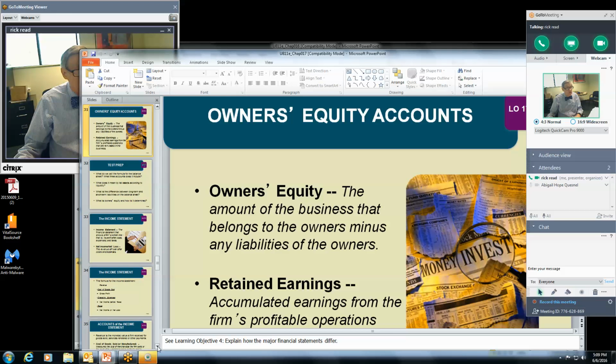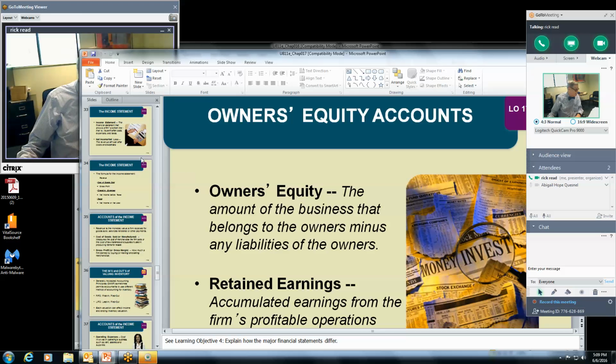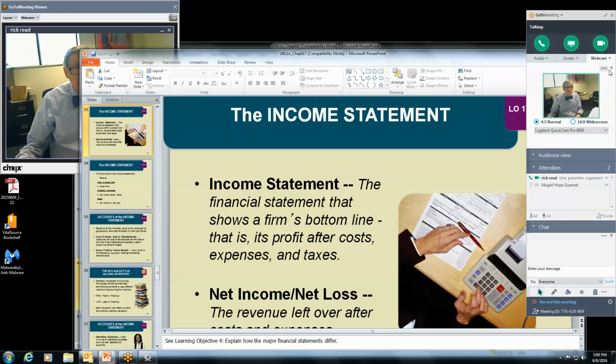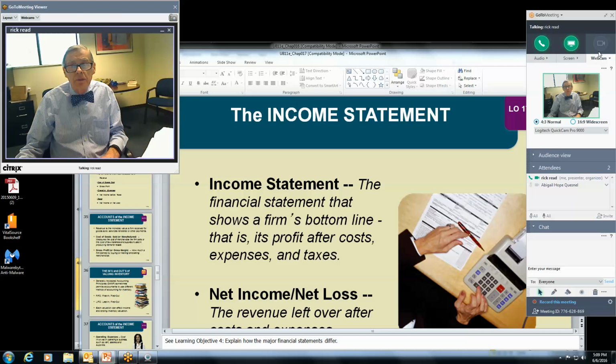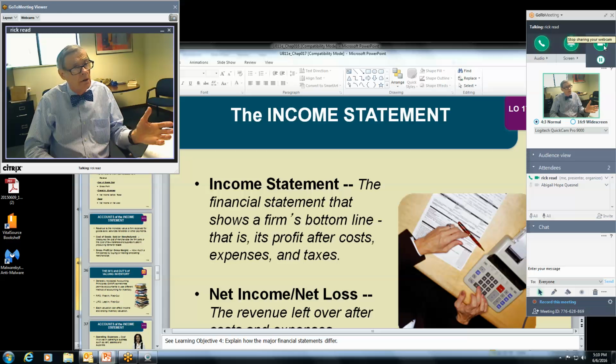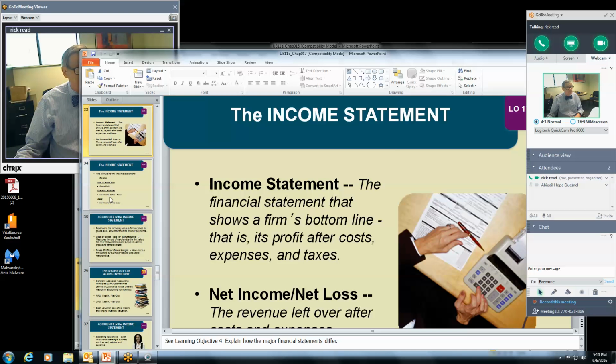Now we're going to get into some of the statements that we talked about. Income statement. It tells us what our bottom line is after we've paid everything that we have to pay: our costs, our expenses, our taxes. And then net income or net loss is exactly what it says. If we have more coming in than going out, we're ahead of the game. If we have more going out than coming in, we're behind the game. Fairly simple.